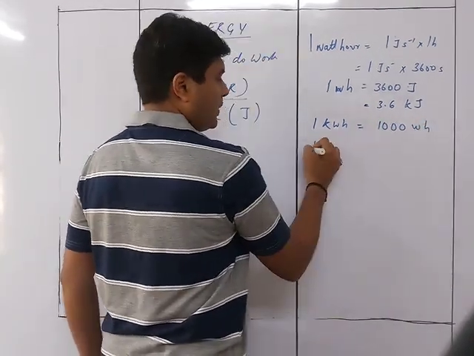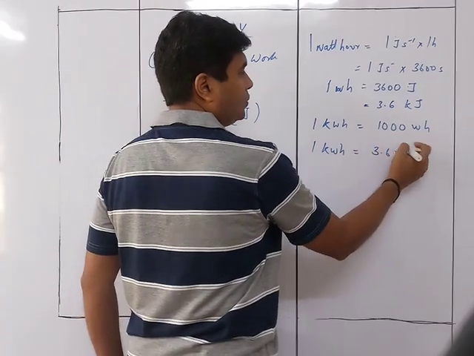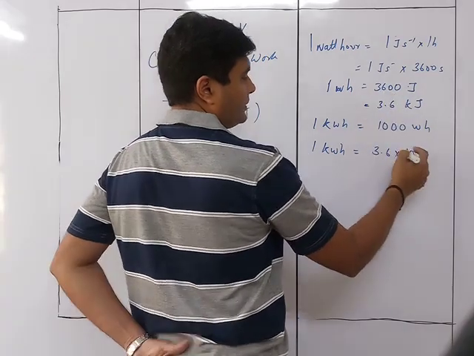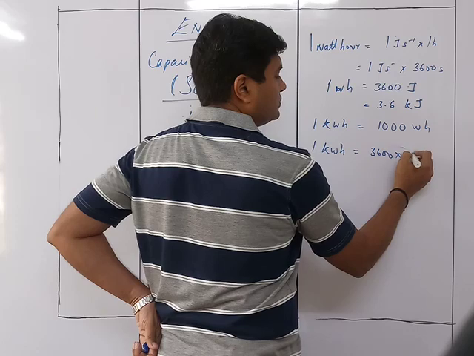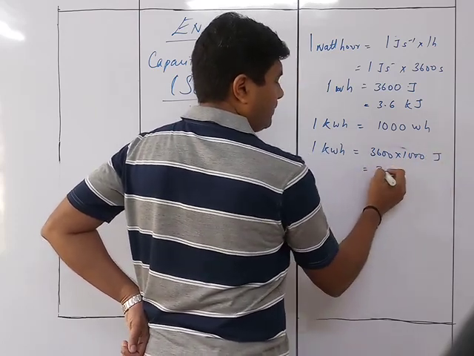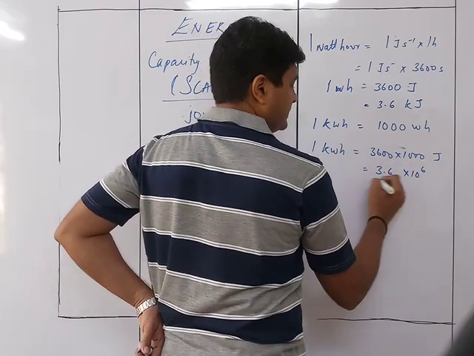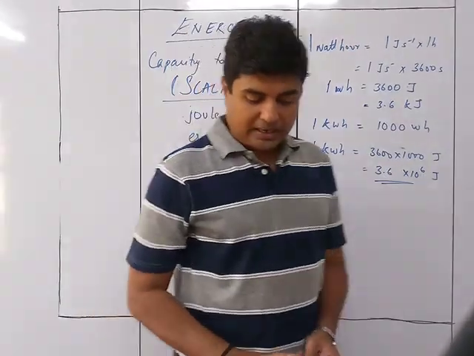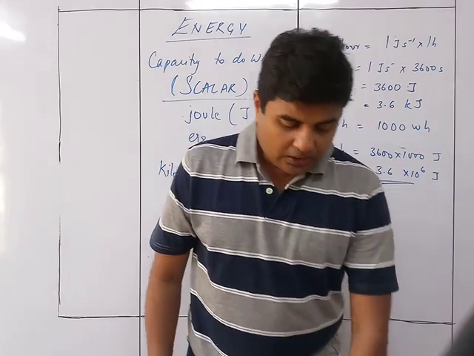So that means 1 kilowatt hour will be 3.6 into 10 raised to, okay, we'll do it this way, 3600 into 1000 joule, which is 3.6 into 10 raised to 6 joule. So 1 kilowatt hour is 3.6 into 10 raised to 6 joule.